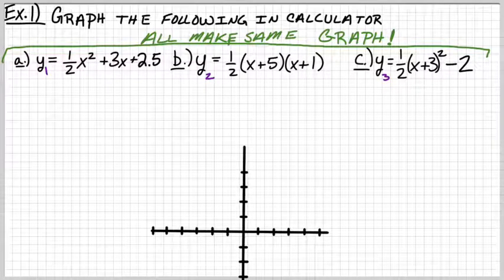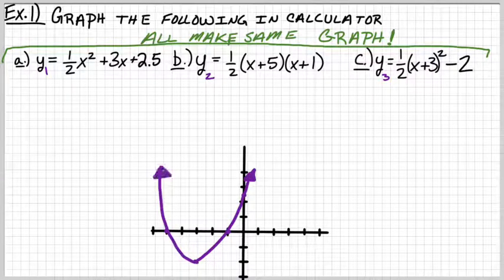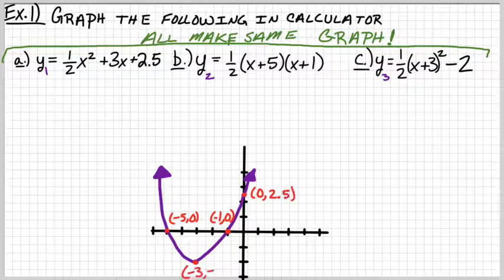And just to be thorough, let's make a sketch of this graph. So here's my parabola, and then I'm going to put the critical points on here. And you can find these in your calculator easily. Second trace, minimum, second trace, zero. You can find all these. So the vertex and the x-intercepts and the y-intercepts.